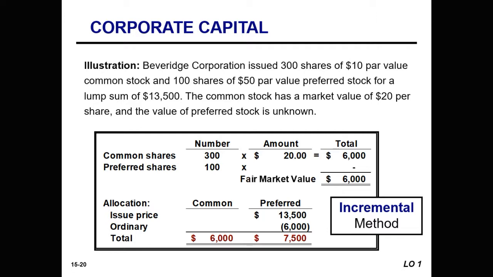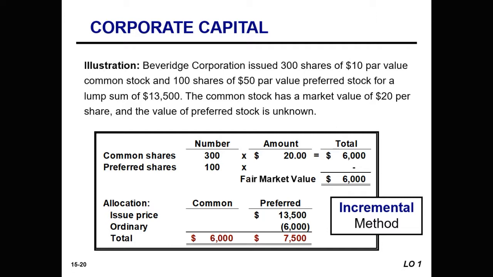Now let's assume a slightly different situation where Beverage Corporation issued 300 shares of $10 par value common stock and 100 shares of $50 par value preferred stock for a lump sum payment of $13,500. We know the common stock has a market value of $20 per share, but right now we don't have a market value for the preferred stock. It's unknown.